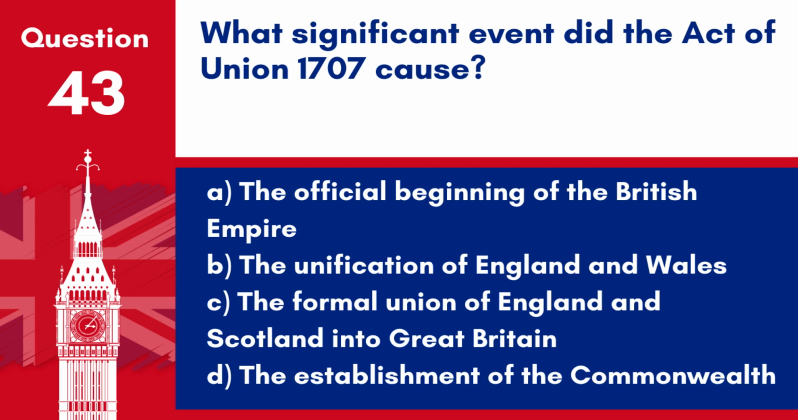The formal union of England and Scotland into Great Britain. D. The establishment of the Commonwealth. Answer. C. The formal union of England and Scotland into Great Britain. The Act of Union 1707 caused the formal union of England and Scotland into Great Britain.